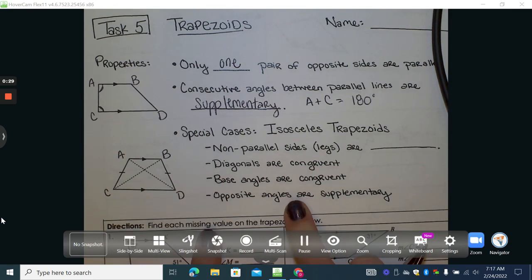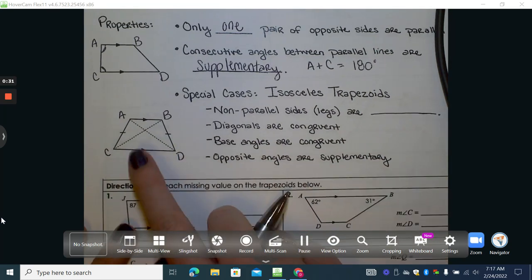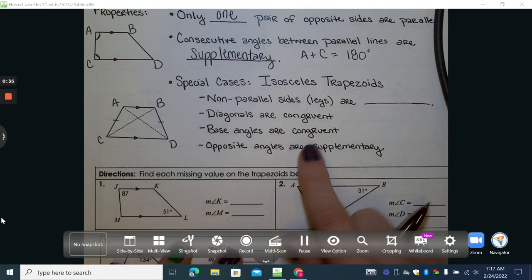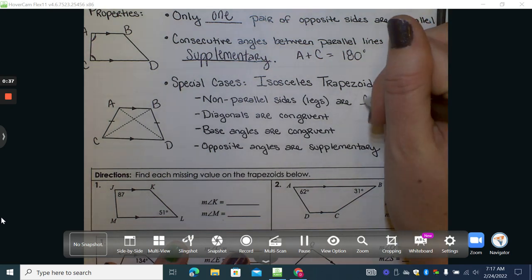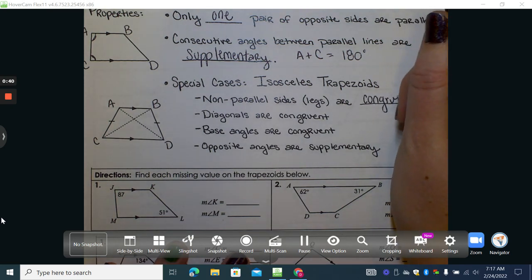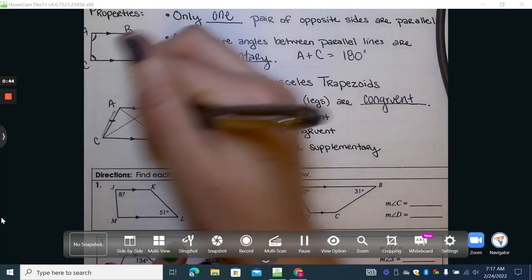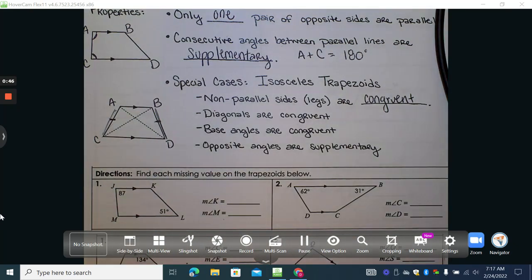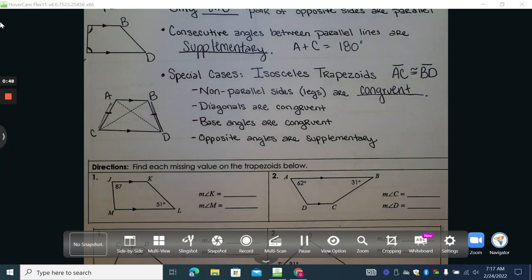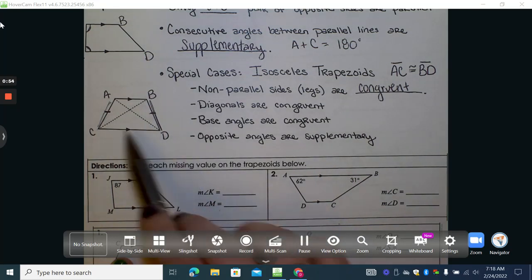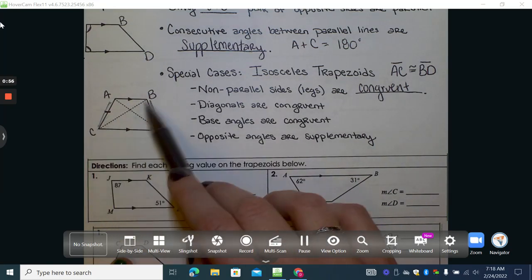Now, there's a special case, though, that I want to talk about and specifically draw on here. That special case is called an isosceles trapezoid. Those are when the non-parallel sides are congruent to each other. They are equal to each other. That's what these little dash marks mean. That means that the side AC is equal to BD. And when that happens, a lot of other properties also happen. The diagonals are congruent, so AD equals CB.